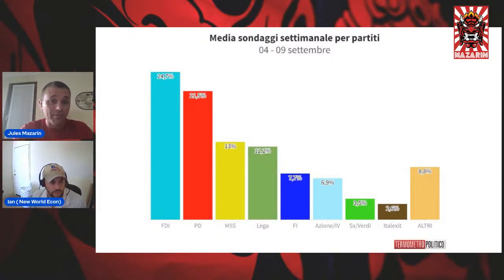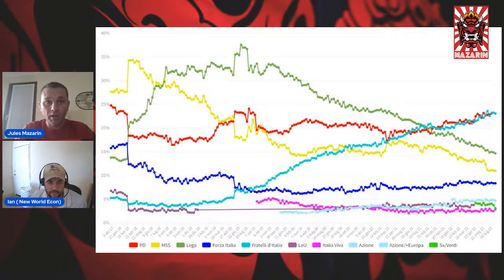Here we have the last one. That was some incredible growth there. If you could go back to that previous slide, it looks like the Brothers of Italy party stole a significant amount of support away from Lega and the Five Star Movement both, because you see a pretty steep decline.